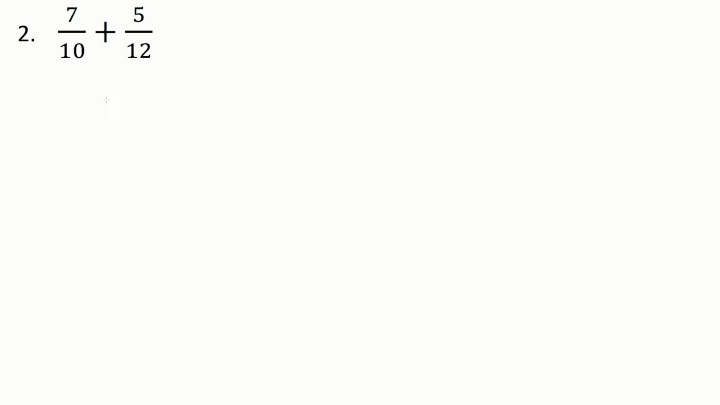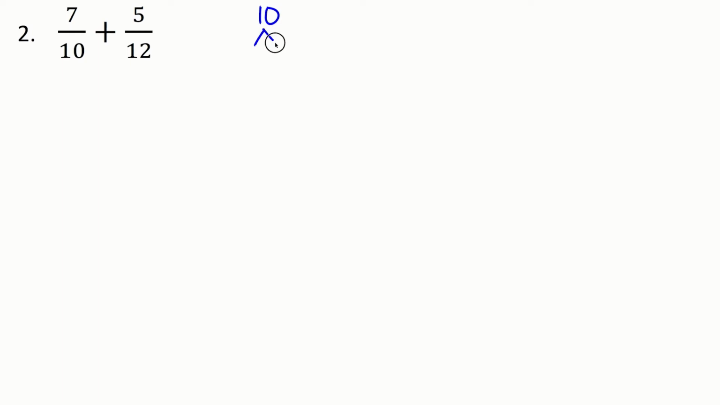Now let's take a look at example number 2, 7 over 10 plus 5 over 12. As your numbers get bigger, you may find it a little bit tedious to start counting out 10, 20, 30, 40, 50, and 12, 24, 36, and so on. So there's another way that you can use that prime factorization to get the LCD in this case too. So let's start by doing that.